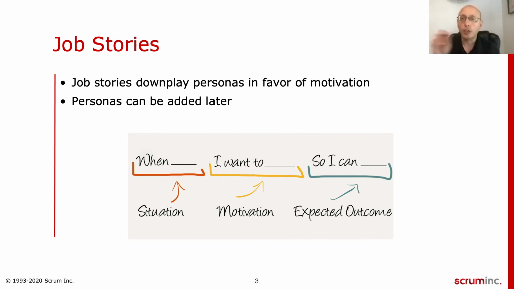The weakness is the lack of the persona, and that's why most of us who are promoting this now are saying, after you figure this out, bring the persona back in, because there's a very different use case for different personas. They may have similar outcomes that they achieve, but they have very different motivations, right?